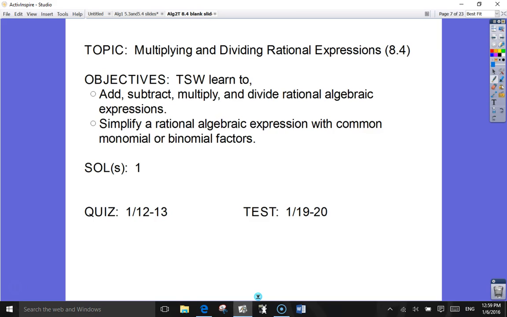But when it comes to rational expressions, actually the adding and subtracting are the more difficult, because when you add or subtract rational expressions, just like when you add or subtract fractions, you need a common denominator. That's a level of complication you don't have to deal with when you multiply or divide. So the first lesson is multiplying and dividing and simplifying. And then the next lesson is the add and subtract.